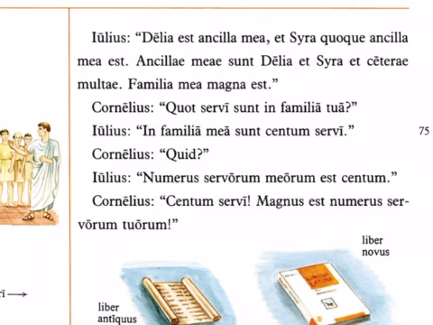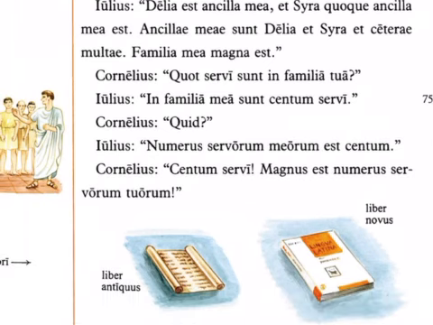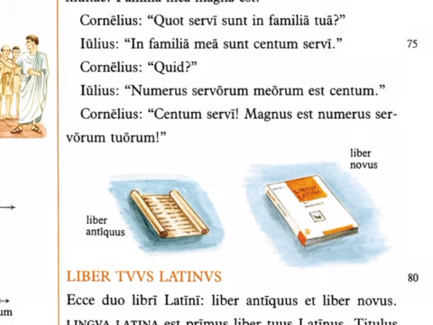Cornelius then says, quot servi sunt in familia tua? How many slaves are in your family, your household? And Julius replies, in familia mea sunt centum servi. Again, seems a bit of a braggart here. In my family, there are 100 slaves. I don't know if this is exact or just a round number here, but the point is the guy is very wealthy. And Cornelius is appropriately impressed, and he says, quid?